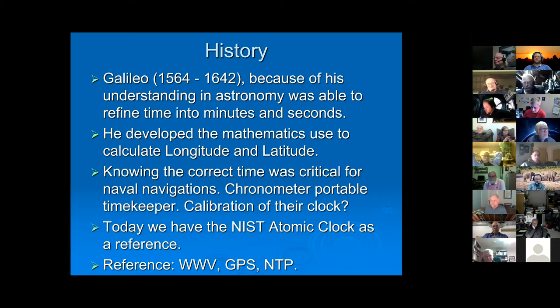Well, nowadays we have atomic clocks, and that provides a reference with an insane amount of accuracy. And that's what the world uses these days to try and synchronize clocks. So that atomic clock that the NIST operates, that information gets distributed around the world through WWV, which we'll talk more about, GPS systems, and a network protocol that we use on the internet called NTP. So there's lots of different ways that everything stays synchronized around the world.